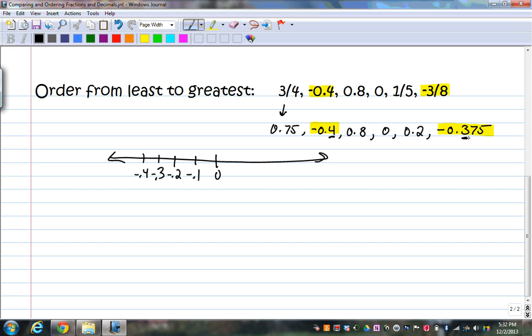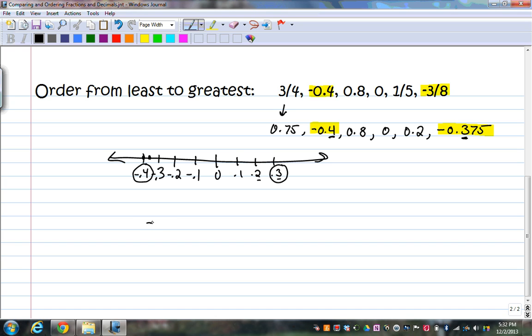Negative 0.375 would end up being like right here, and negative 0.4 is actually here. And you know, as we go to the left, the numbers become smaller. If we were going the opposite direction, and I have 0.1, 0.2, 0.3, then when you look at the digits, the larger digit's actually the bigger number. But when you're talking about negatives, the larger digit's actually the smaller number. Make sure you understand that. Rewind this a couple times if you have to so you understand that.